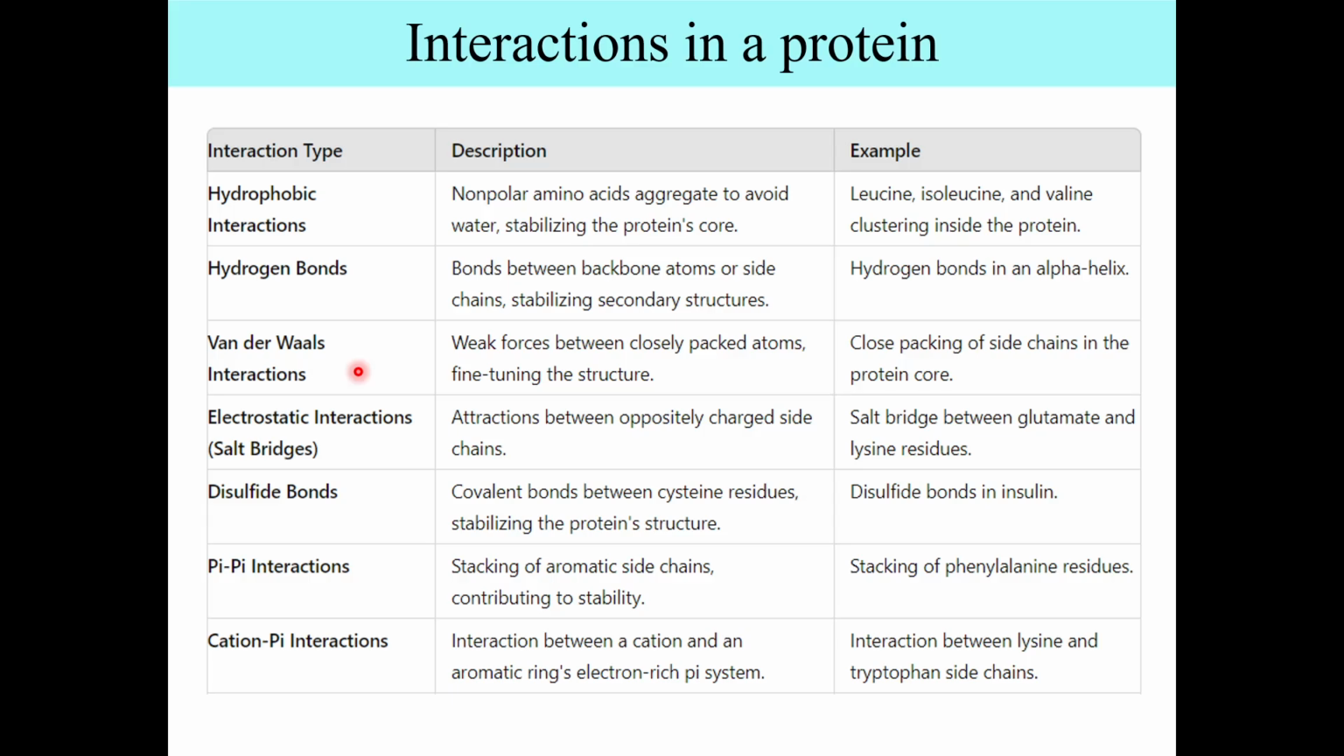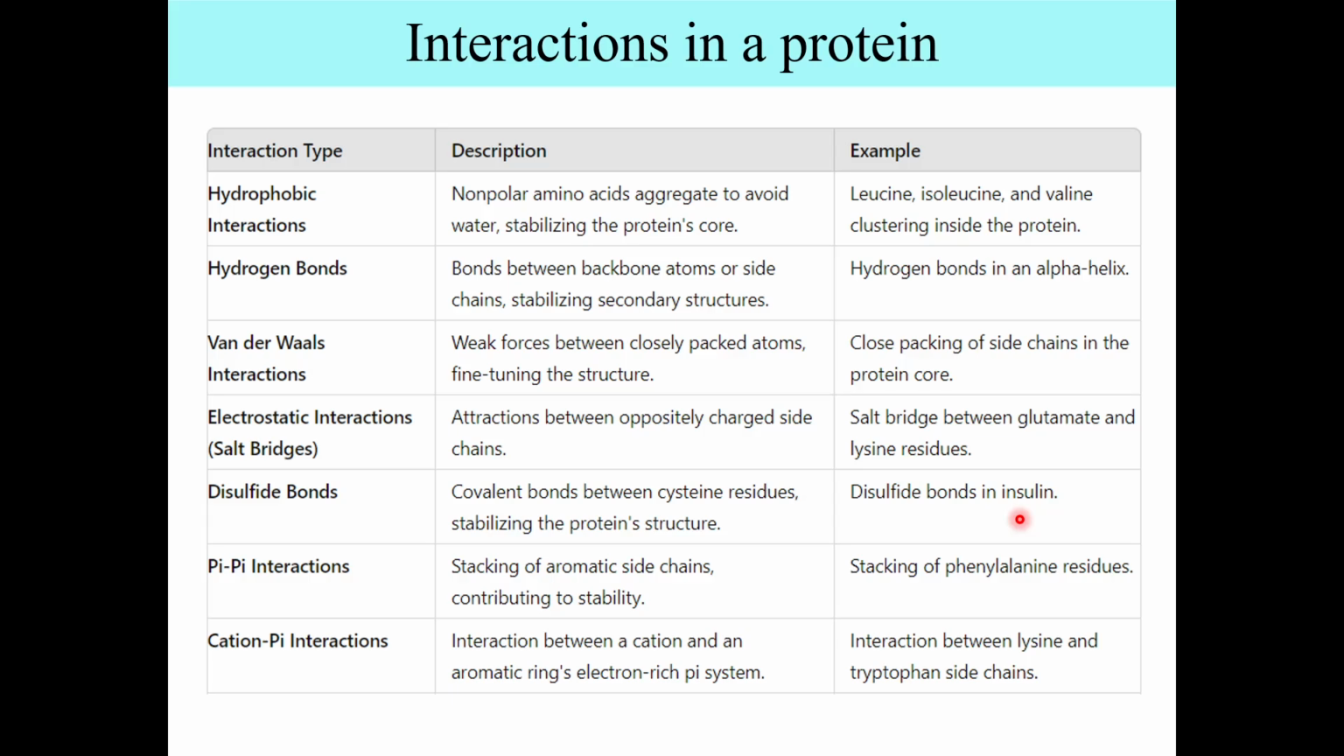There are van der Waals interactions between the dipoles. They are weak forces and they are often long range forces. There are electrostatic interactions, as we saw in the previous figure. These electrostatic interactions are between oppositely charged groups in the side chains of the residues, and they help in formation of salt bridges. Then come the disulfide linkages between cysteine residues in proteins, and these are very strong covalent interactions. For example, disulfide bonds are seen in insulin.